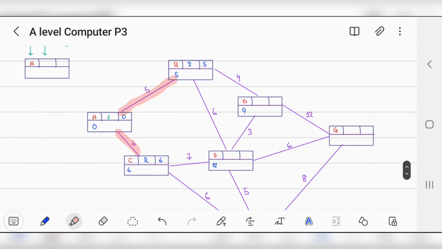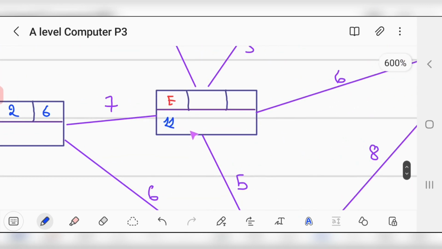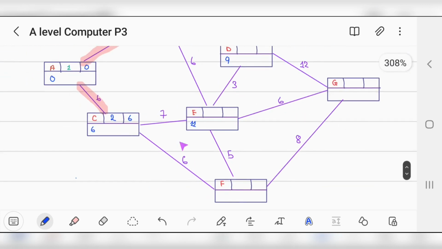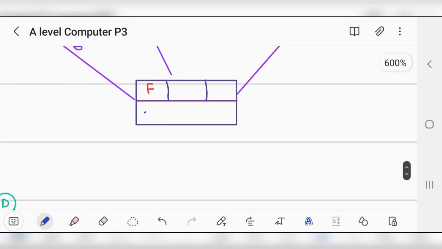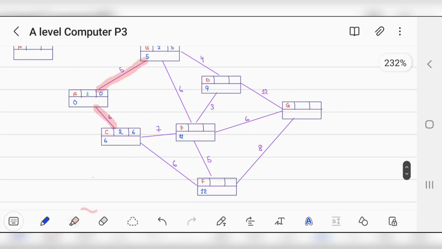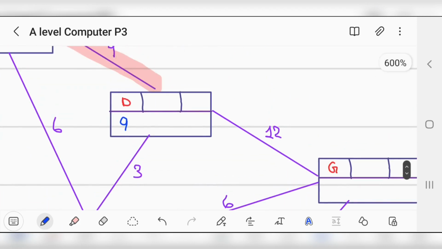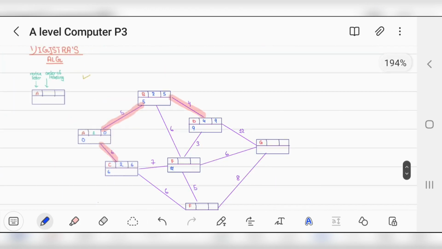I'm going to highlight this. Now starting again, 5 and 4, which is 9, 5 and 6, which is 11, and 6 and 7, which is 13. I can write 13, but 11 is less, so I'm not going to write it down. 6 plus 6 is 12, so I'm going to write down 12. 9 is the least, so I'm going to do this.